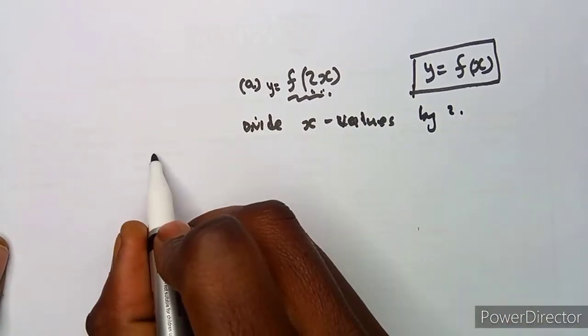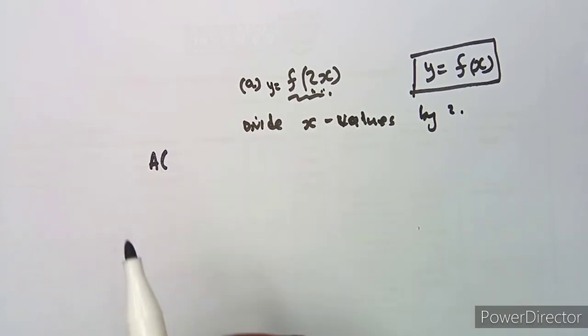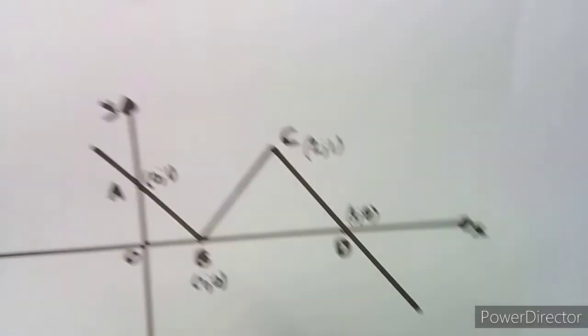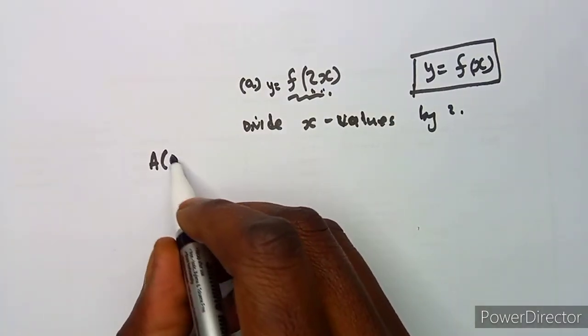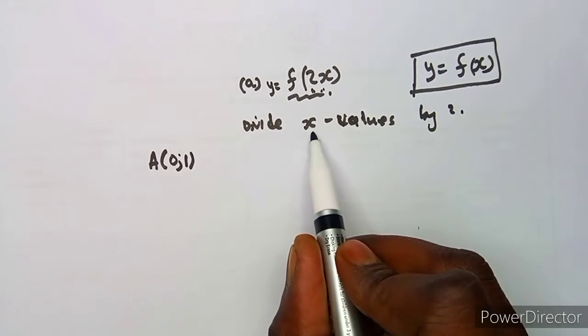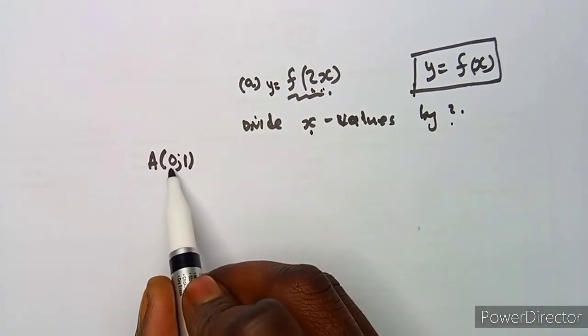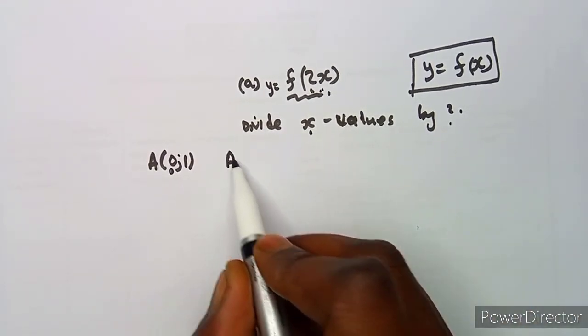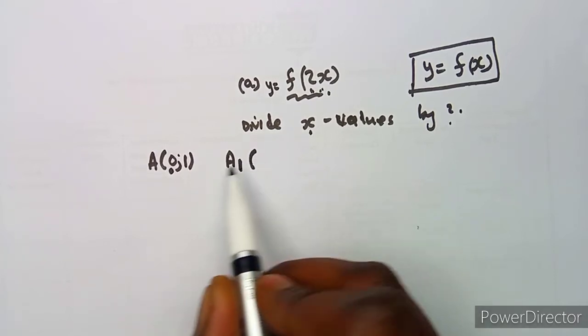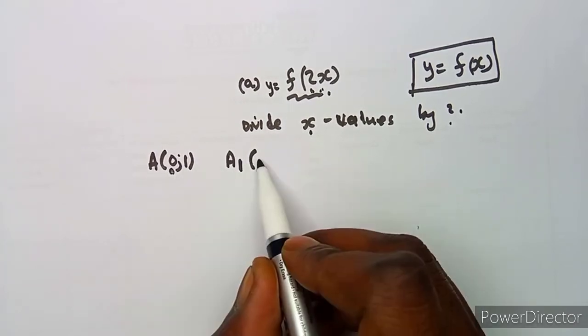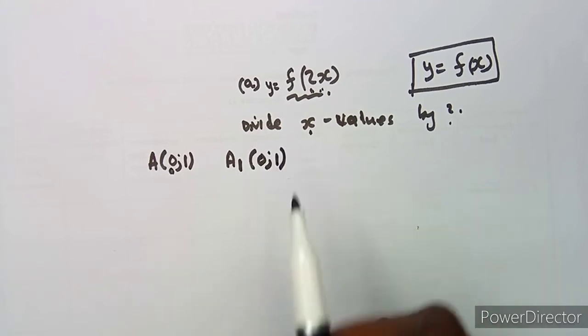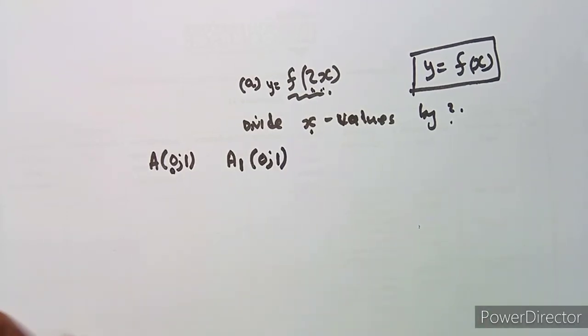All right, so we had the first point, which was A. Our point A here is (0, 1). If we divide the x coordinate by 2, then our image, let's say A1, stays the same. If we divide 0 by 2, there's no change, it's just going to remain (0, 1). So A is not going to change in this case.